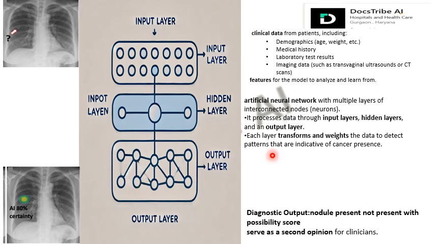This artificial neural network has multiple layers: an input layer, an output layer, and some hidden layers. They keep on computing these inputs and directing them to other nodes. Finally, they come out with an output. This computing within their nodes is done by training data. Finally, they give a diagnostic output, and it's sort of a second opinion for clinicians.